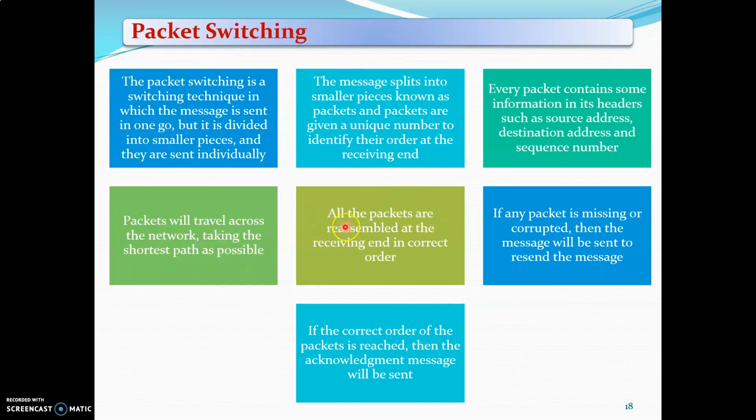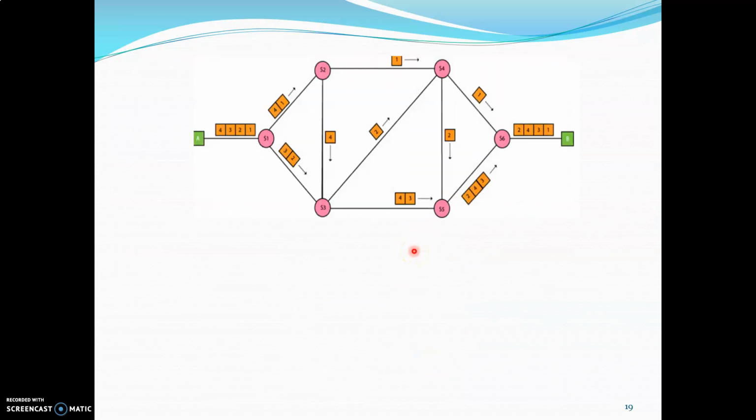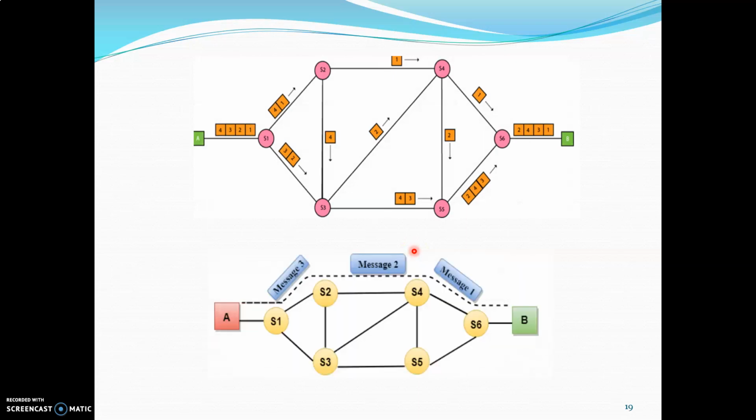All the packets are reassembled at the receiving end in correct order. If any packet is missing or corrupted, then a request is sent to resend the message. Finally, if the packets arrive in the correct order, then the acknowledgement message will be sent from receiver to sender. Next, see the diagram representation for packet switching and circuit switching.